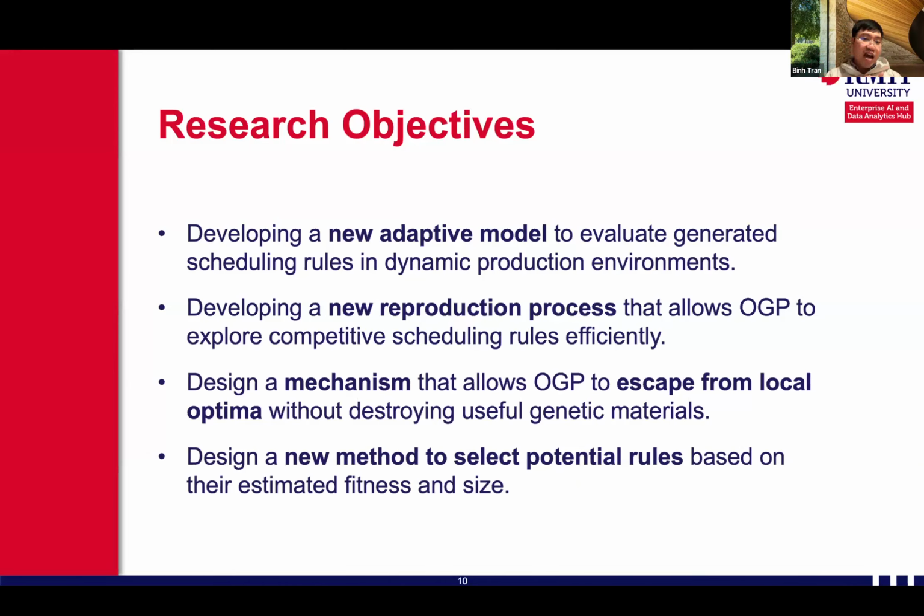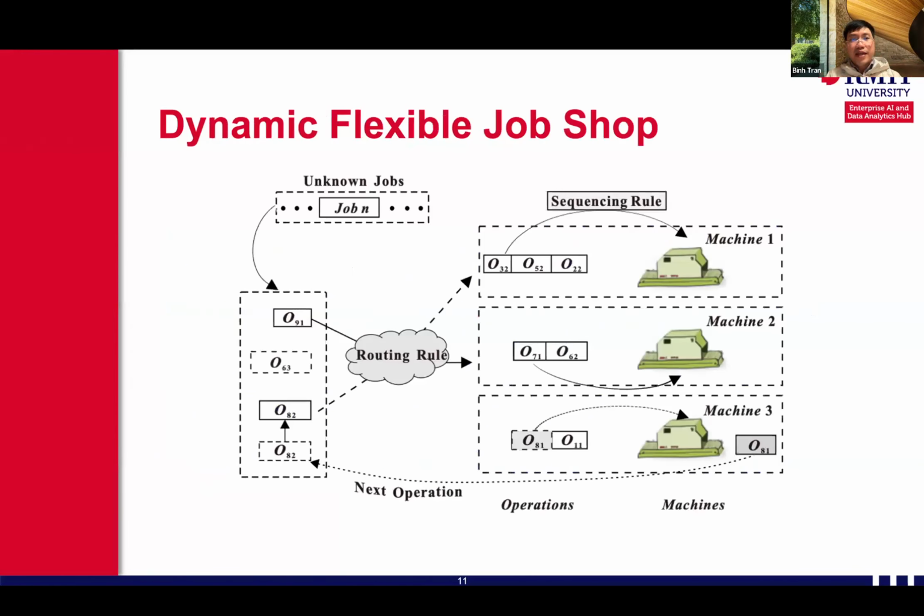We also design mechanisms that allow online genetic programming to escape from local optima without destroying useful genetic material. It's challenging in the offline scenarios, but for online application it is even harder. And we also want to come up with a method to select potential rules based on the estimated fitness and size as well. Okay, so a little bit of introduction to the dynamic flexible job shop.